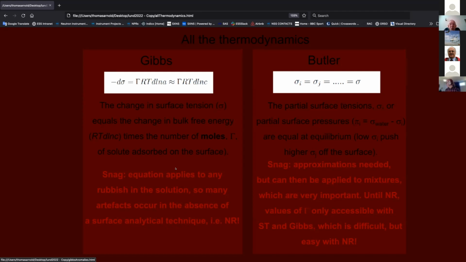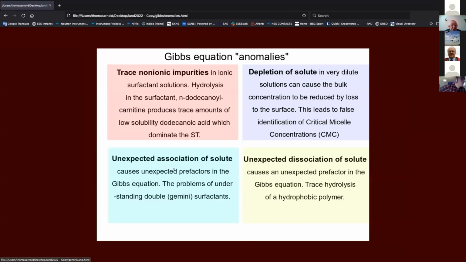says equilibrium is reached when the partial surface tension of every component is equal and equal to the total. And that means that if you've got a tiny trace of something that's very surface active, it will simply push everything else off the surface. So that's the problem with Gibbs. It would be really useful to have a technique that measures directly what's at the surface. And that's what neutron reflection does.